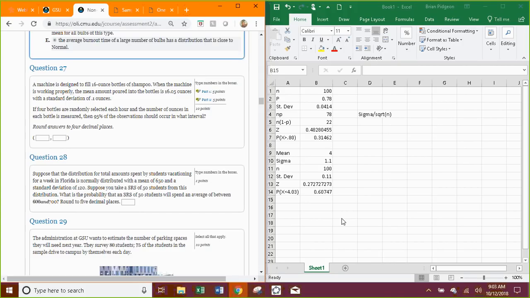Question 27, everybody's favorite question. It was number 7 on the sampling distribution of 2 checkpoints. A machine is designed to fill 16-ounce bottles of shampoo. When the machine is working properly, the mean amount poured into the bottles is 16.05 with a standard deviation of 0.1 ounce. If 4 bottles are randomly selected each hour and the number of ounces in each bottle is measured, then 95% of the observations should occur in what interval?